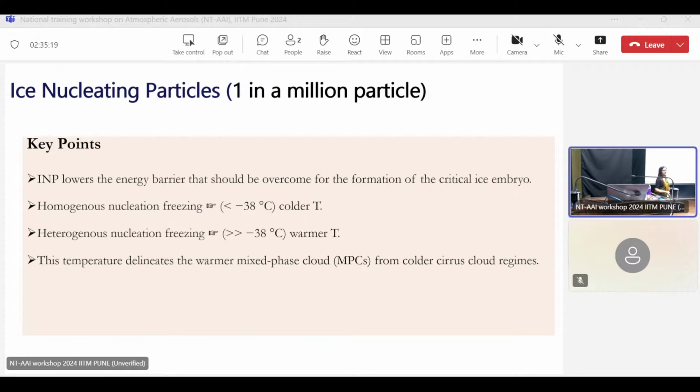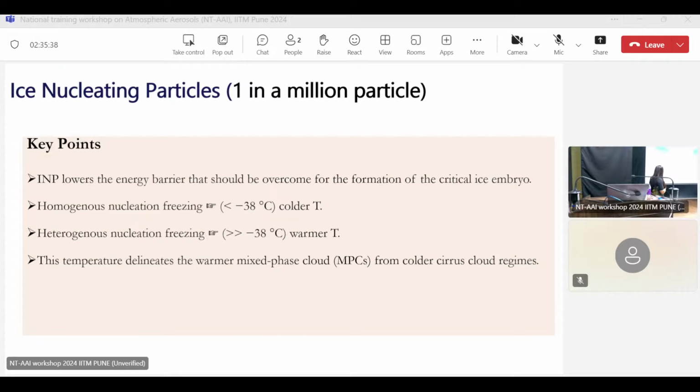And third is contact freezing. So what is contact freezing? As the name suggests, a particle upon contact with a supercooled liquid water phase will lead to heterogeneous nucleation. So these are the different modes of nucleation which we should know, because only then can we understand what INP measurements we are doing.